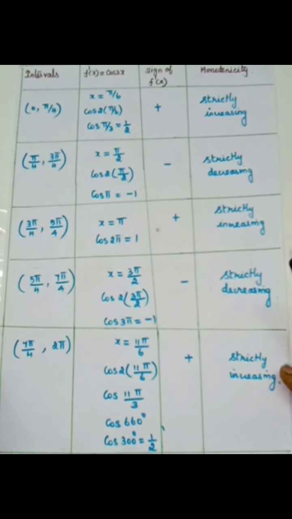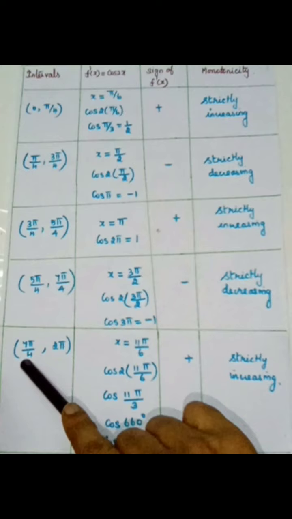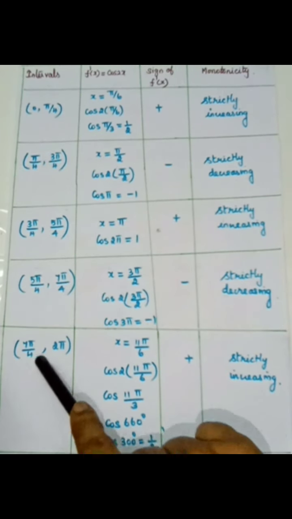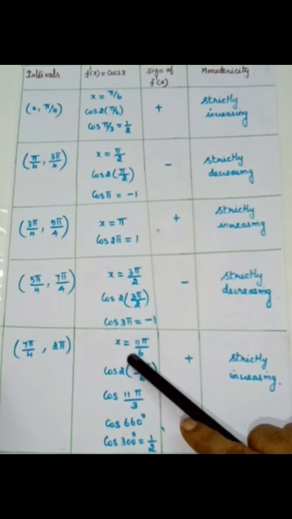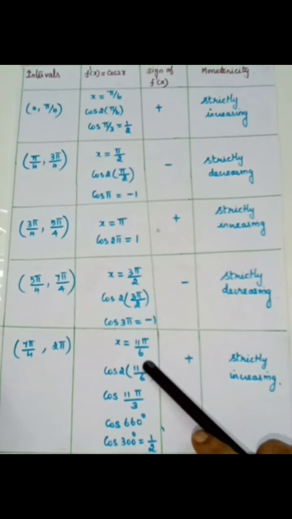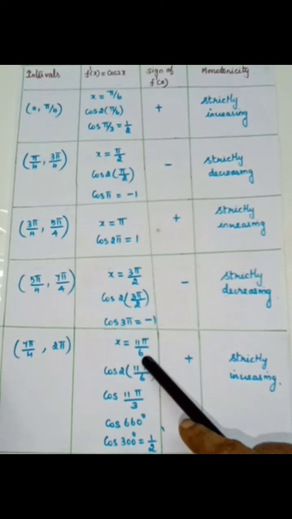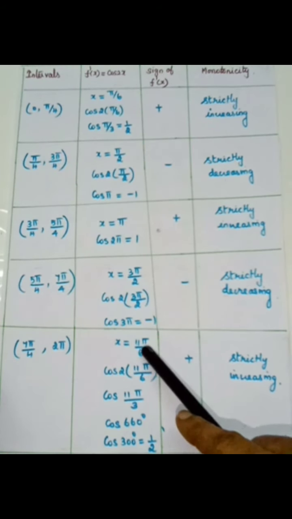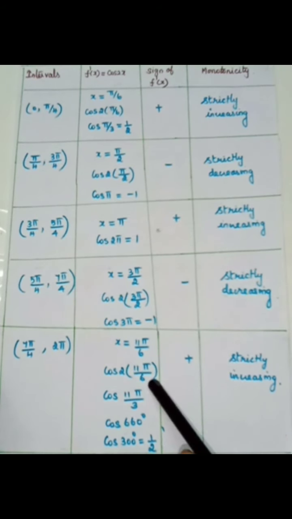And next one 7 pi by 4 to 2 pi. Okay, 7 pi by 4 to 2 pi. It is 315 to 360. Between the interval we have to consider, I'll go for 11 pi by 6. That is, what is it? 11 pi by 6 is 30 into 11, 330. So when you substitute here cos 2 into 11 pi by 6, that is cos 11 pi by 3, that is cos 660 degree.